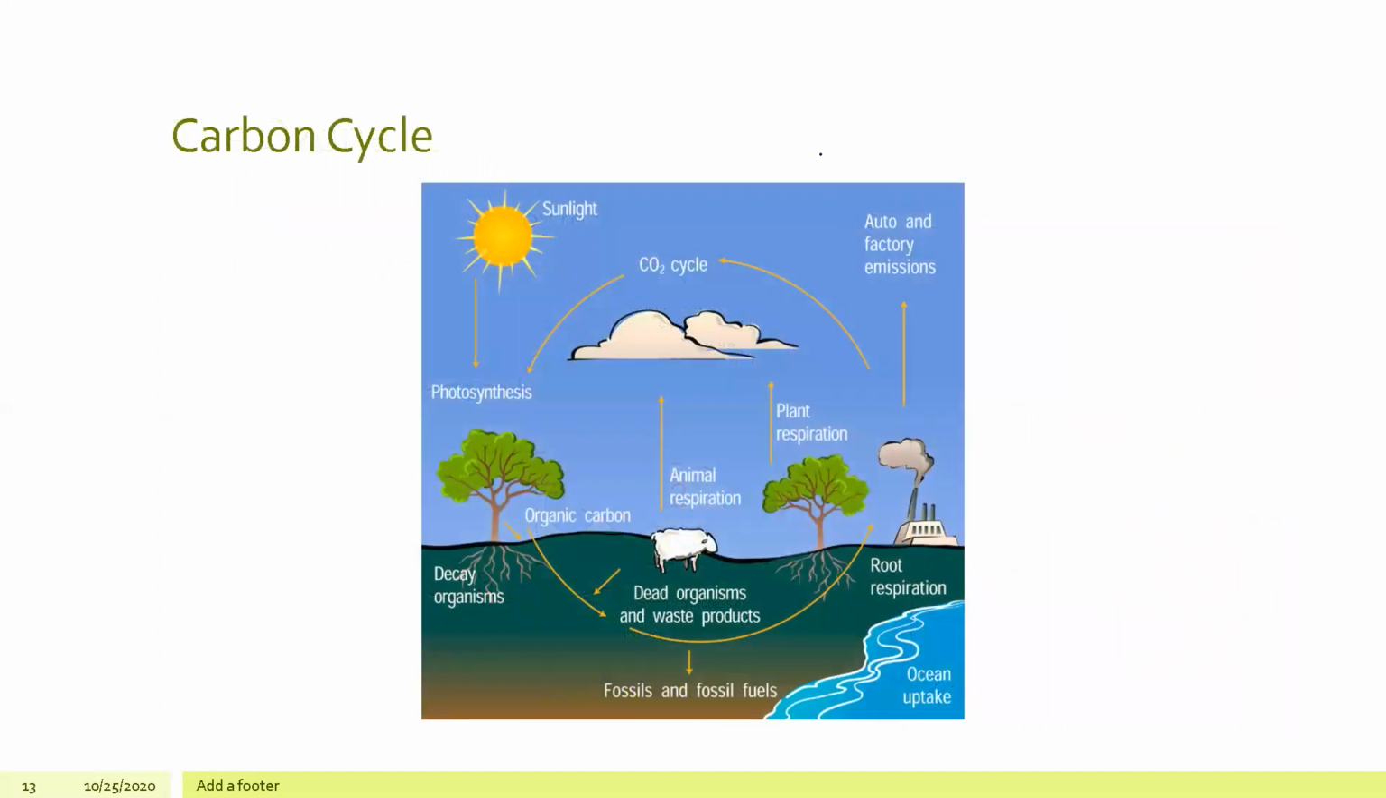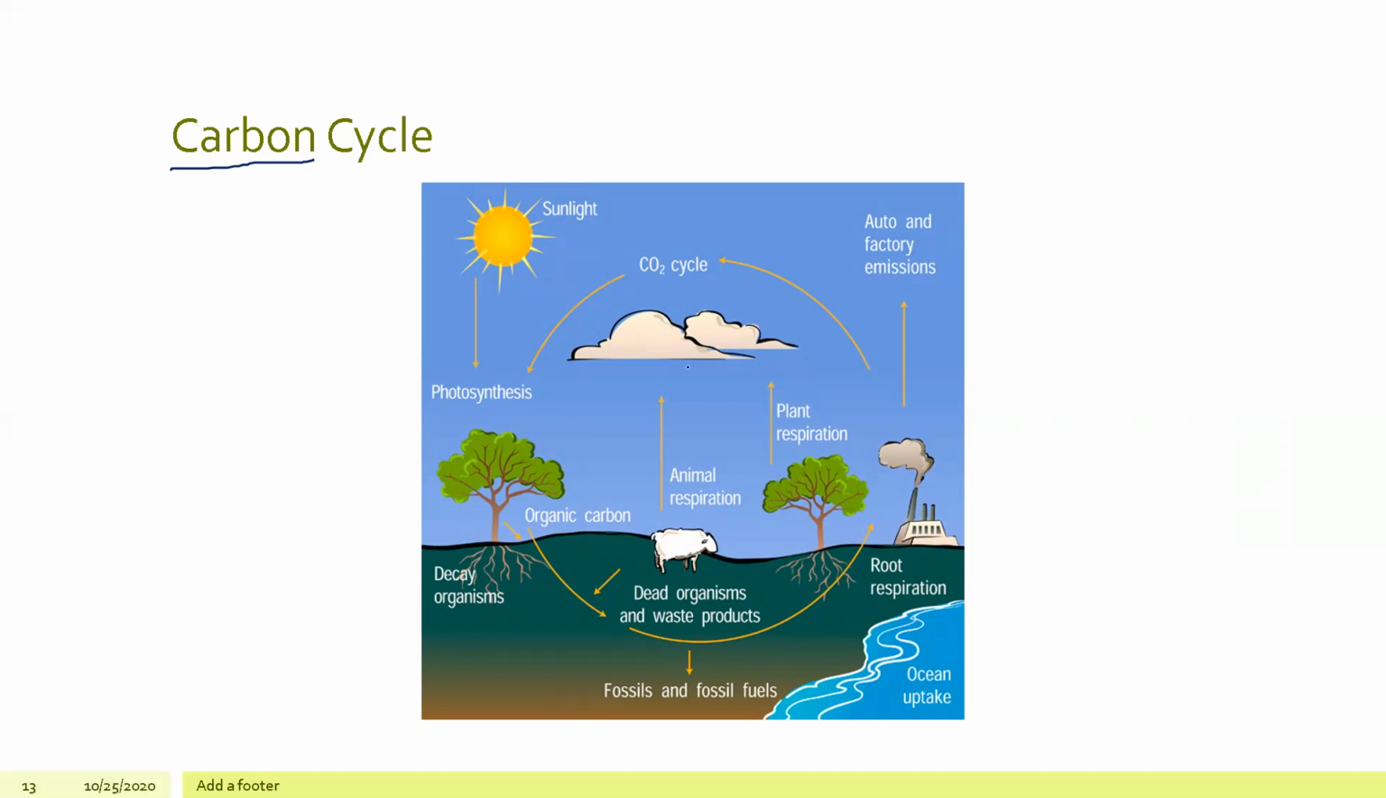Now let's have a look at the carbon cycle. So this is something we're very familiar with, and it's all about carbon, as the name suggests, and how carbon is being released and how it's being consumed. It's being released by dead organisms and waste products when they form fossil fuels. It's also released in combustion, and factories are also emitting carbon dioxide.